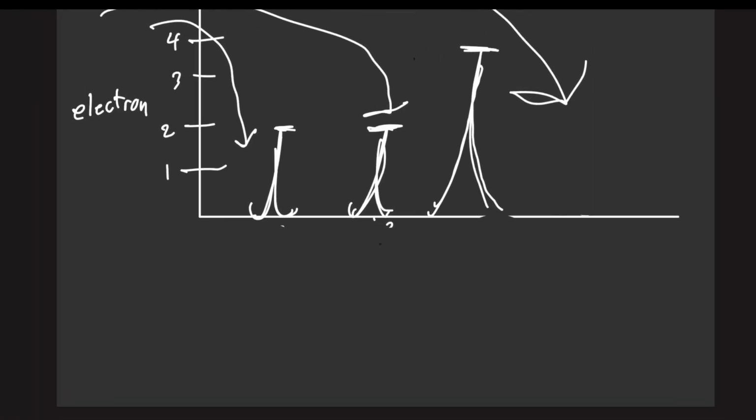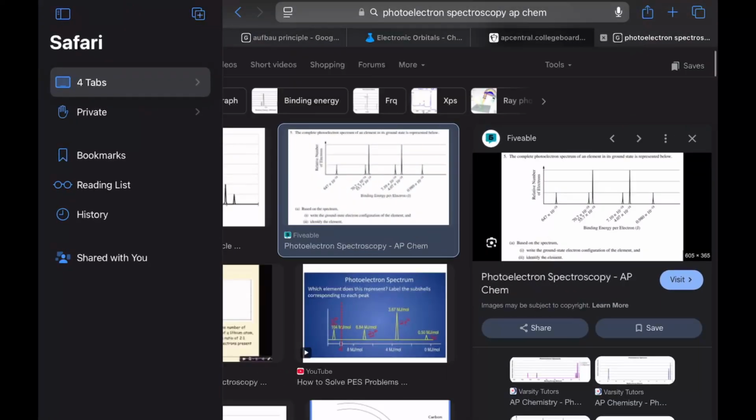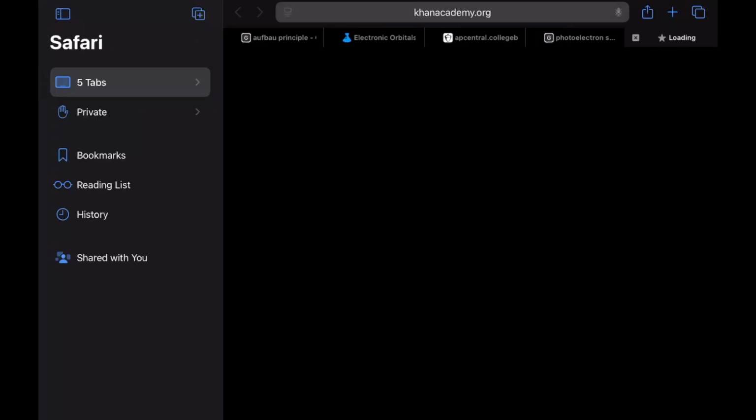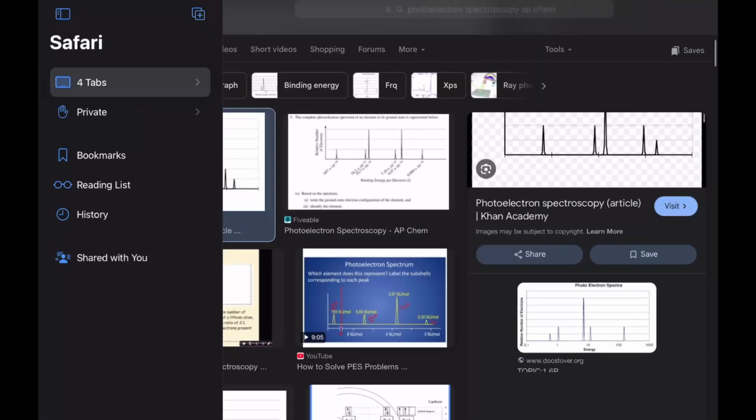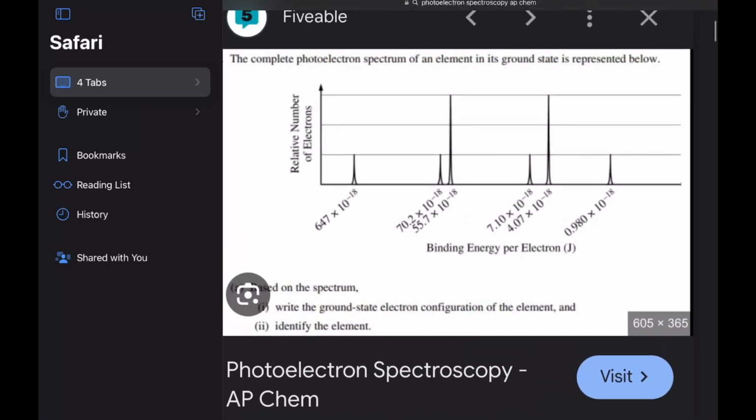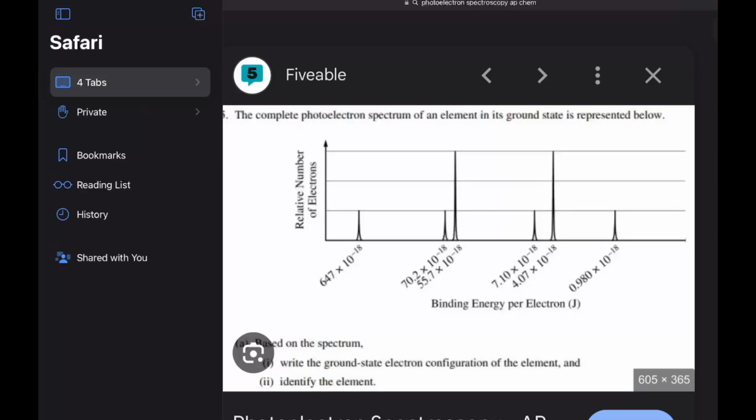Oh my god, I have to show the pictures. Let me just take a screenshot.